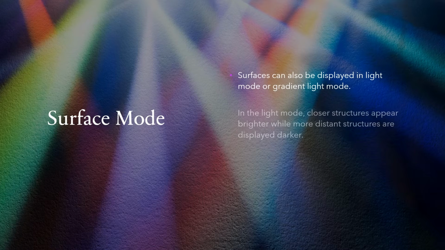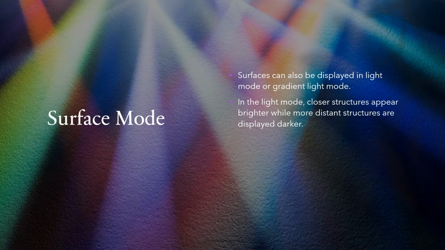In light mode, closer structures appear brighter while those farther away are displayed darker. This gives the surface anatomy a more dynamic and layered appearance, helping to provide a clear sense of depth and distinction between structures in the 3D space.